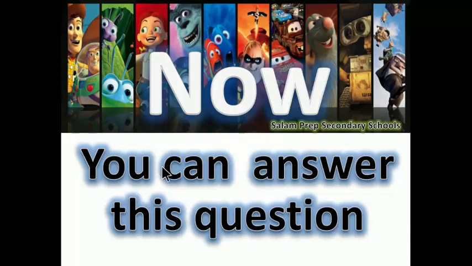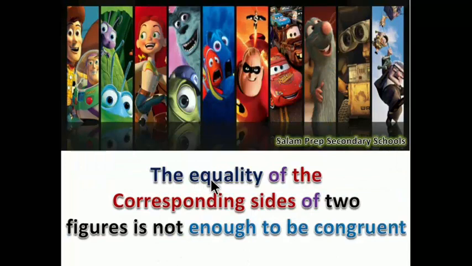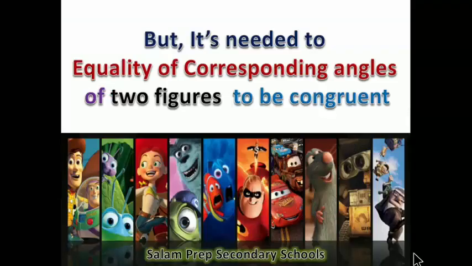Now you can answer this. The equality of the corresponding sides of two figures is not enough to be congruent. But the equality of corresponding angles of two figures is also needed for them to be congruent.